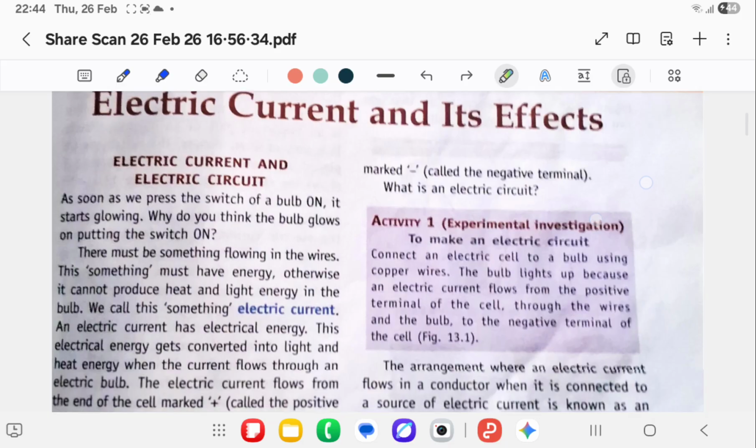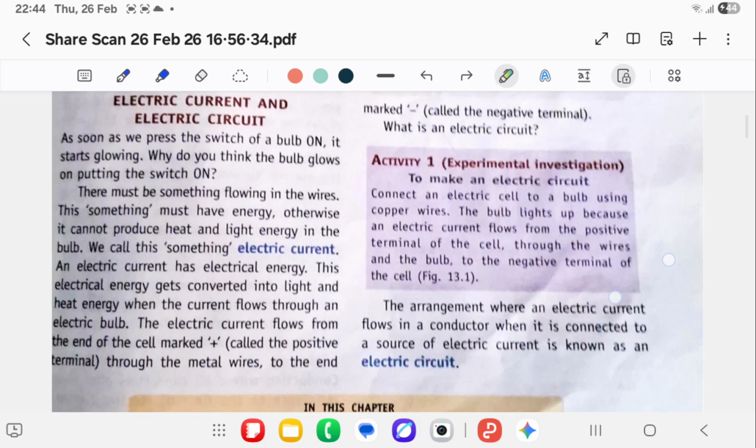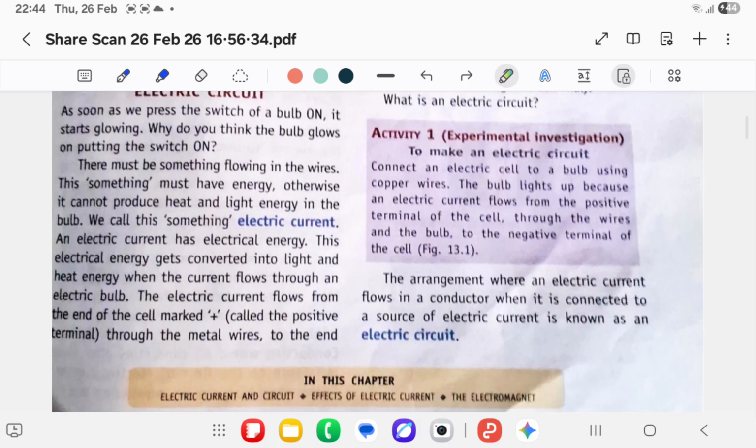Whenever you switch on any of the appliances, it starts working. So what is the energy behind this working? It is electrical energy, and that's something that is working. It is electrical current. Okay, so the electrical current consists of electrical energy. The form of energy in the electric current is electrical energy.